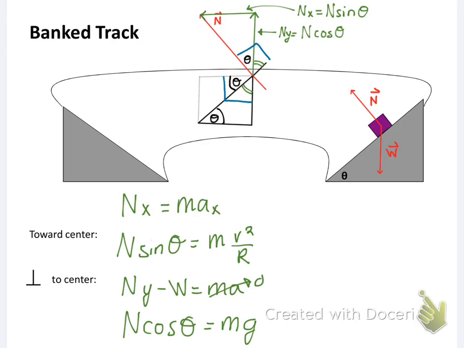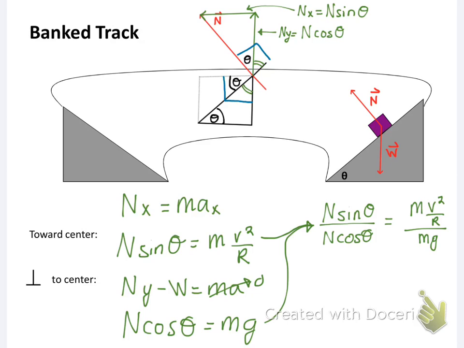Now, just for an extra little relationship between a few variables, we can combine these two equations by dividing them by one another. And we see that the normal forces and the masses cancel. And we find that the tangent of theta equals v squared over the radius times gravity. So this relationship can be used in future situations when you are just solving for one of these variables.